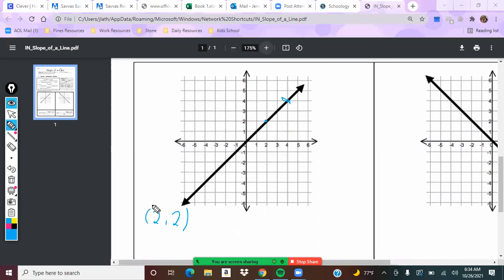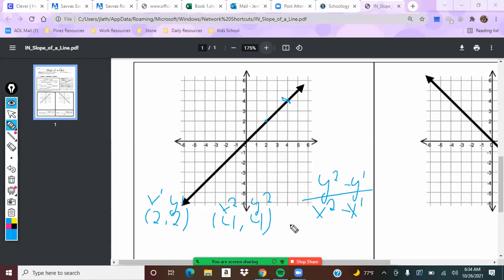Okay, so x1, y1, x2, y2, and now let's plug them into our formula. y2 minus y1 over x2 minus x1. So let's go ahead and plug it in. That would be 4 minus 2 over 4 minus 2. 4 minus 2 is 2. Reduce, it gives you 1 over 1.